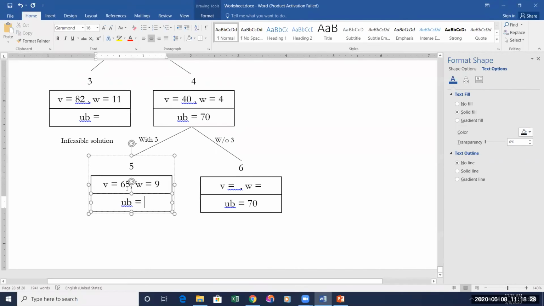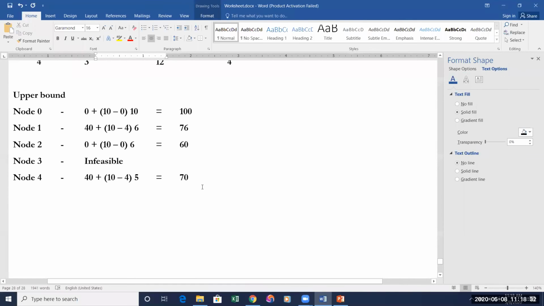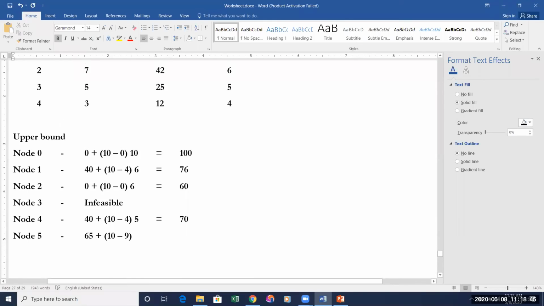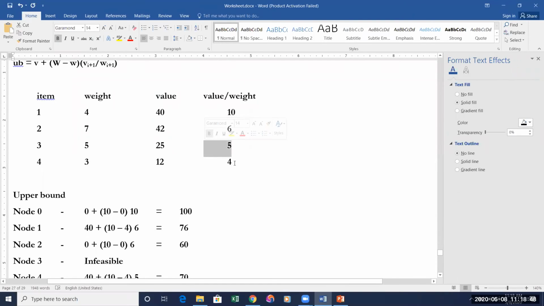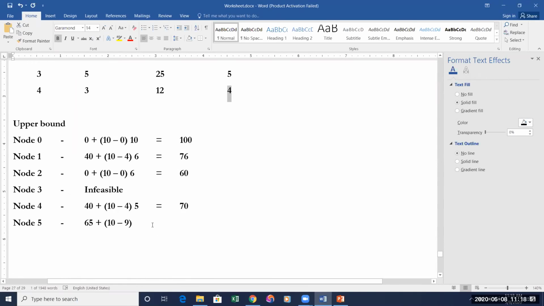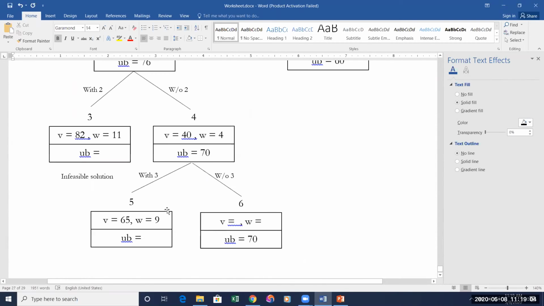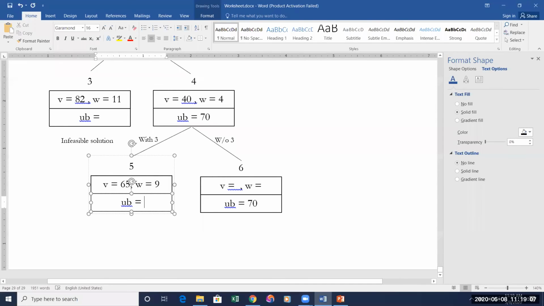What is the upper bound? We'll calculate for 65 and 9. Node number 5. Value is 65 plus 10 minus 9. What is the value by weight of the next item? We are considering the third item. What is the value by weight of the next item? It is 4. So it is 10 minus 9, 1 into 4. 65 plus 4 is 69. We'll get 69 for this.